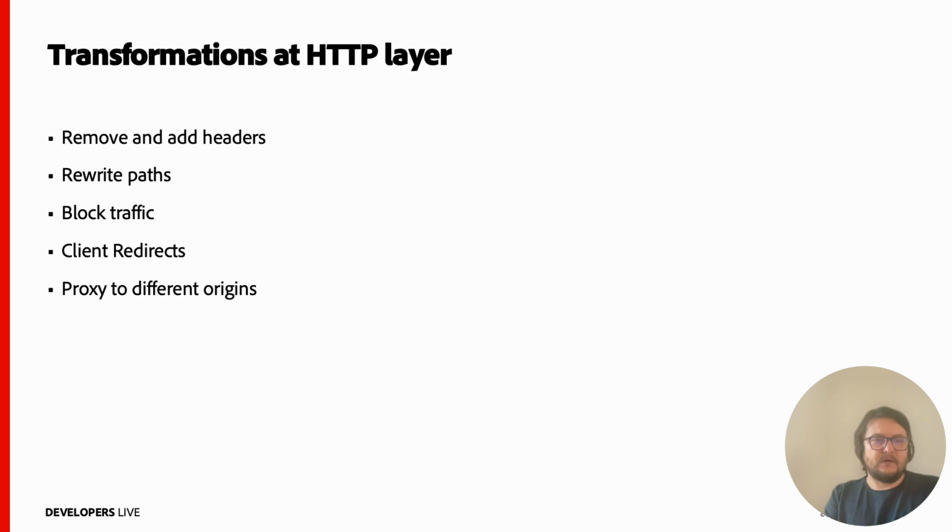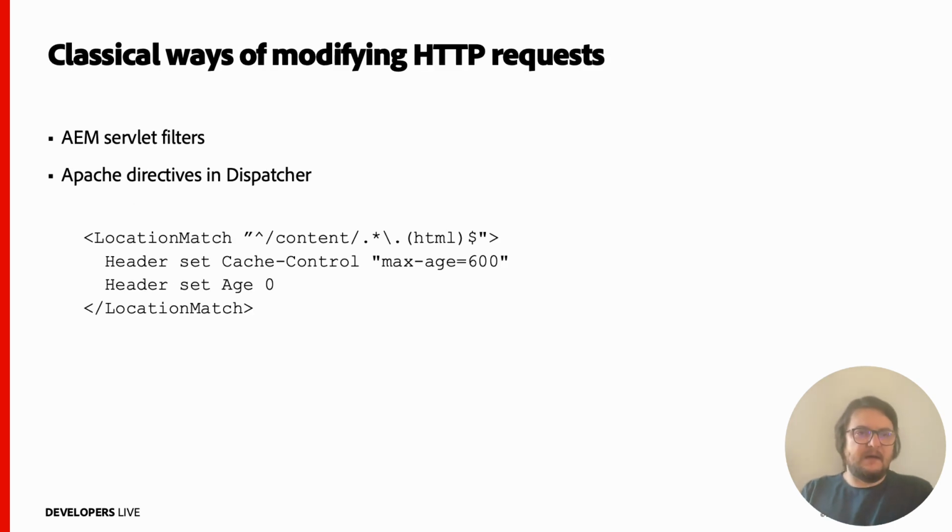Until recently, the CDN was not configurable in AEM cloud service, and there were a lot of use cases requested by customers that needed this kind of ability to interact with the request and the response as early as possible. So these use cases, the transformations that you can do at the HTTP layer, are typically to remove and add headers, rewrite the request path, block traffic, redirect the client, or proxy to different origins. As the CDN was not configurable, this was typically done in AEM or in Apache.